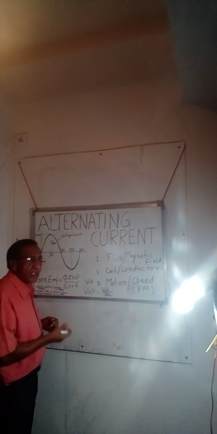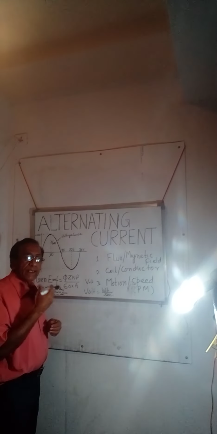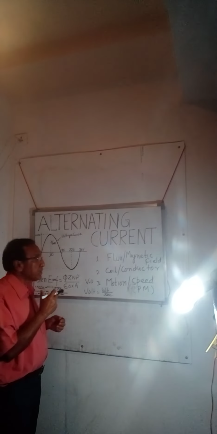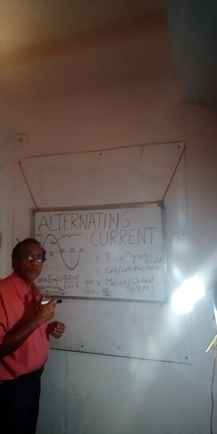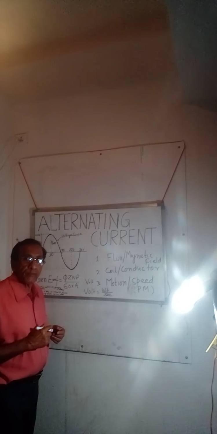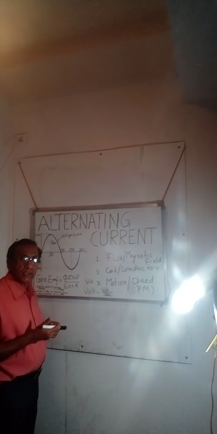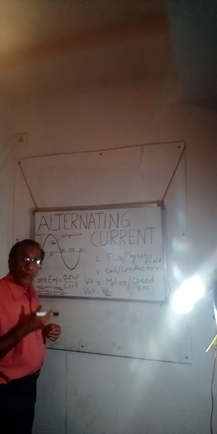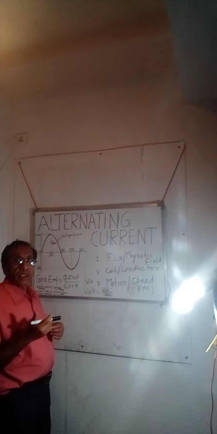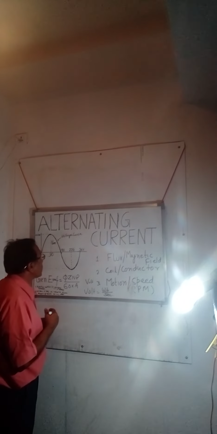It is due to the motion of the coil in the magnetic field when it passes one time through the north pole and one time through the south pole. This is the reason of the change of direction of the induced voltage, induced EMF in the conductor.